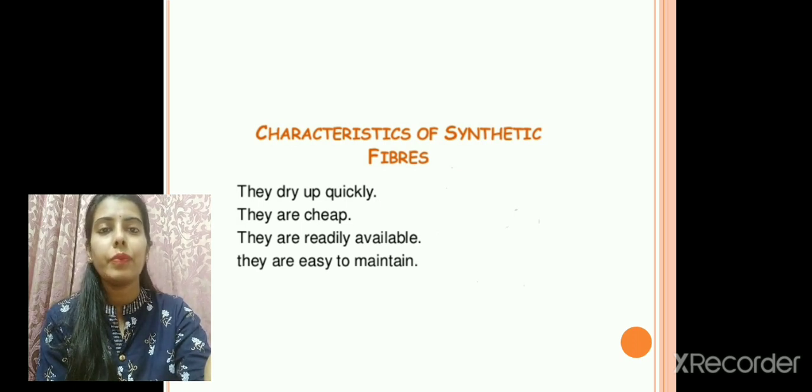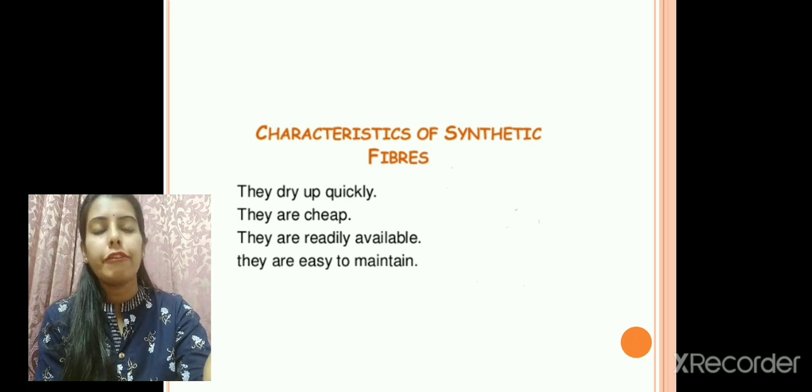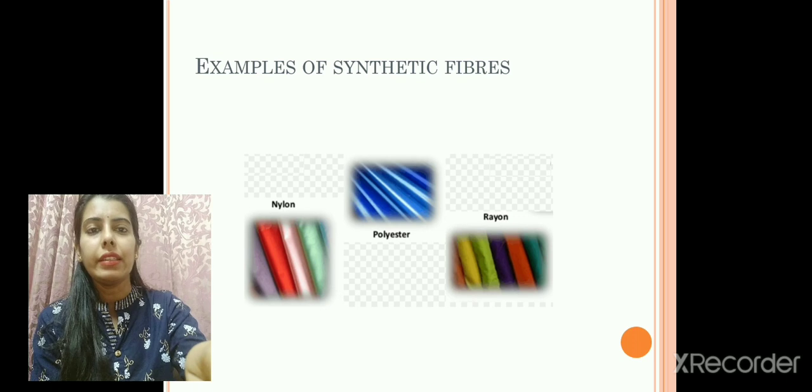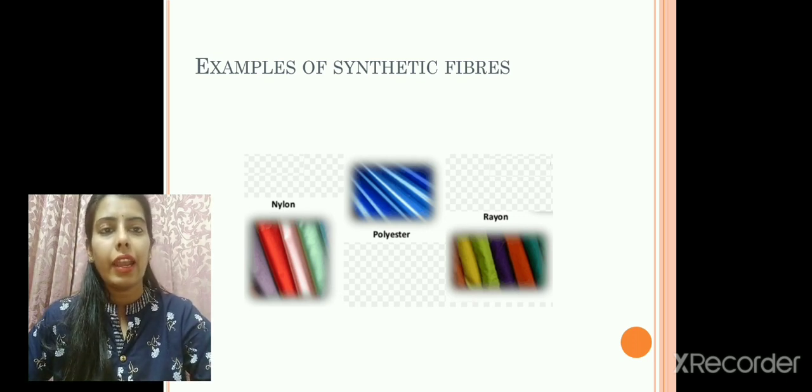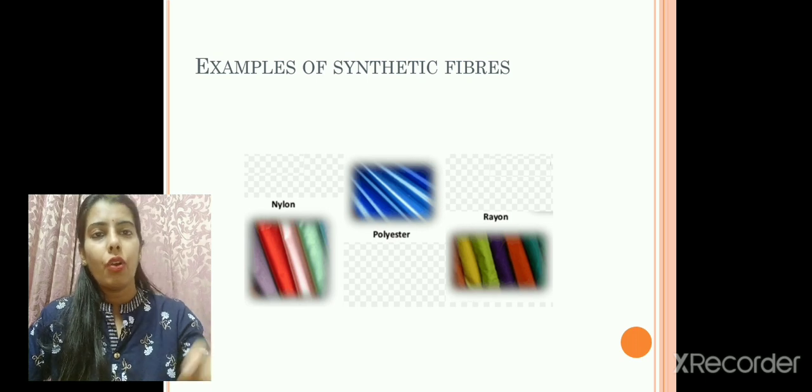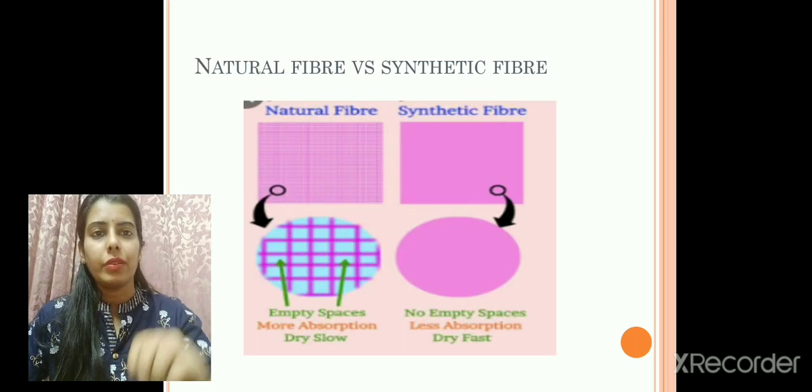But yes, there are some disadvantages also. What could that be? They are non-biodegradable and they catch fire very easily. So if a person is wearing synthetic fabrics while working in the kitchen or maybe in an occupation where he is close to the fire, then it could be a risky thing. Here are some examples of synthetic fibers: nylon, polyester, rayon. These are all synthetic fibers.